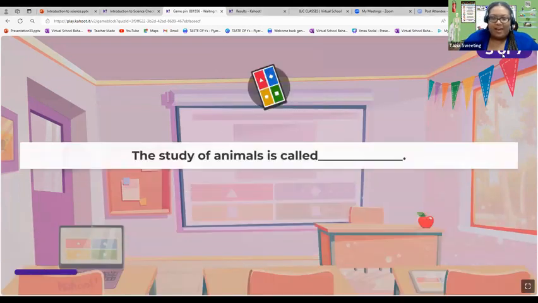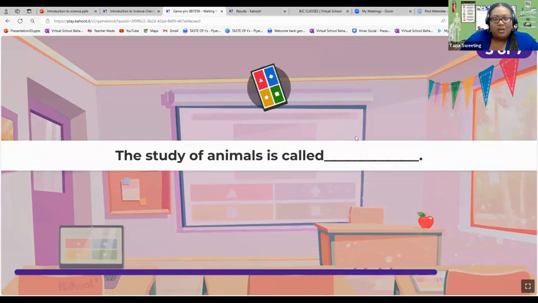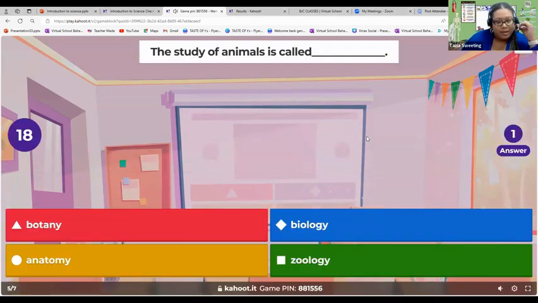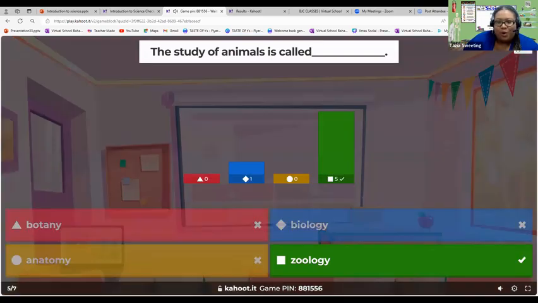All right, number 5. The study of animals is called what? The study of animals is called zoology. All right. When we are speaking specifically about animals and animals alone, it is zoology. So the person who put biology, biology would be the study of living organisms. So it's not just animals, it's all living organisms.